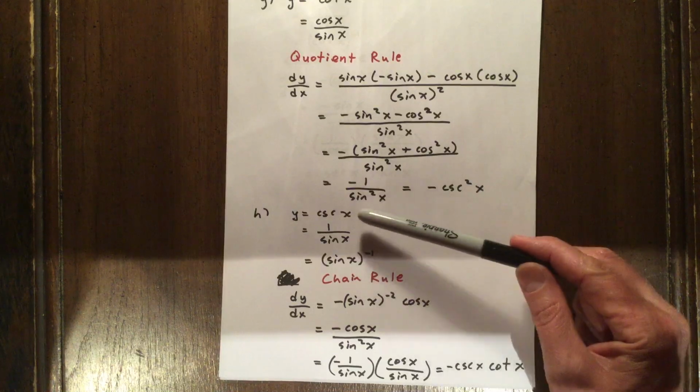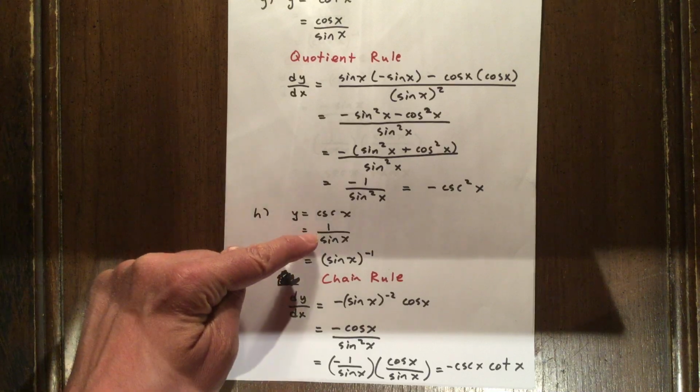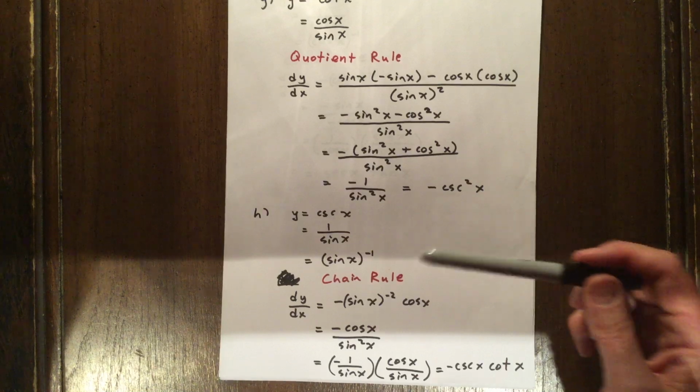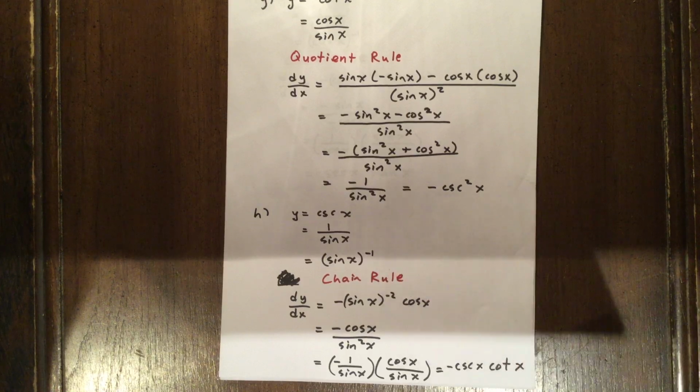Next, we have y equals cosecant x. We want to find the derivative of that. So we can think of that as 1 over sine x. Now, we can use a quotient rule approach here. I decided to use a chain rule approach. I called 1 over sine x, quantity to the exponent -1. And we'll use a chain rule.